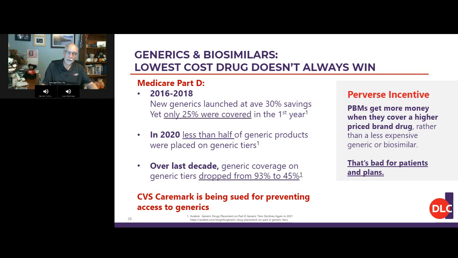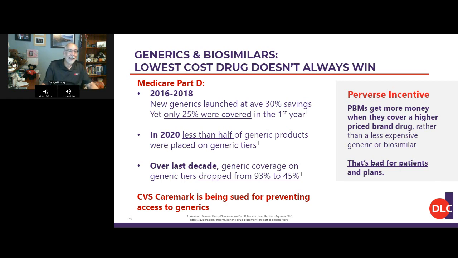New generics, and this is Medicare Part D, because this information is available publicly, but it's the same PBMs that are managing Medicare Part D that are managing your plans. So they're behaving exactly the same. New generics launched at an average of 30% savings, with only 1 in 4 covered in the first year. They're not being embraced. You've got a cheaper medication on the marketplace, and it's not coming onto your plan in the way that you think it would.